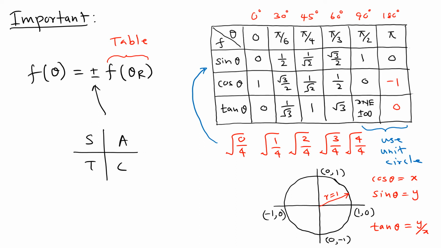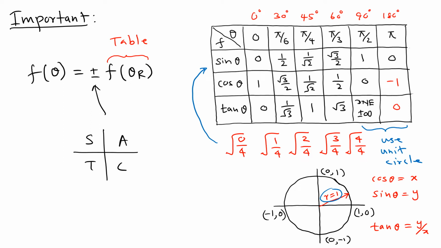Unit circle means the circle with radius 1. You can see that cosine is the x coordinate, sine is the y coordinate, and tan is the quotient of the y coordinate over the x coordinate, if it is defined. You can find all the values using this. These are the things you need to remember, and using these you can easily solve any problem of this type.